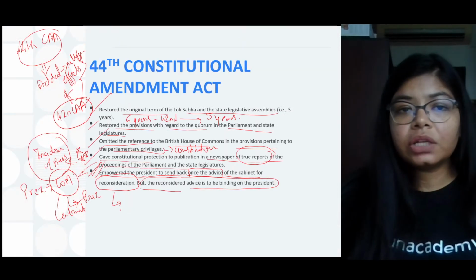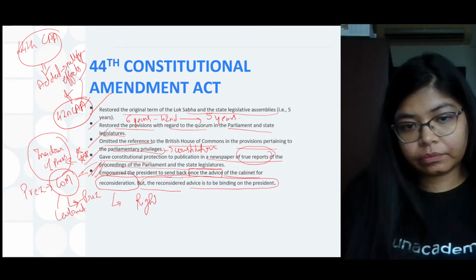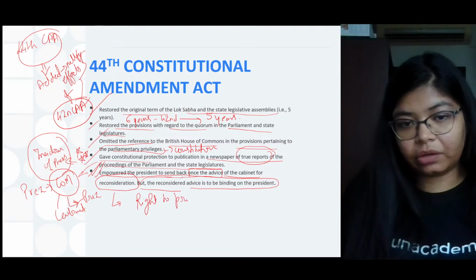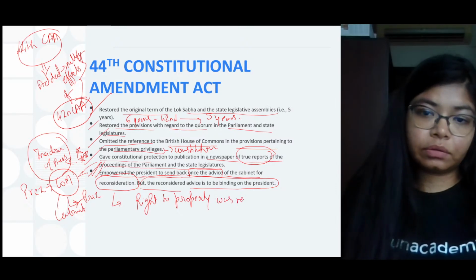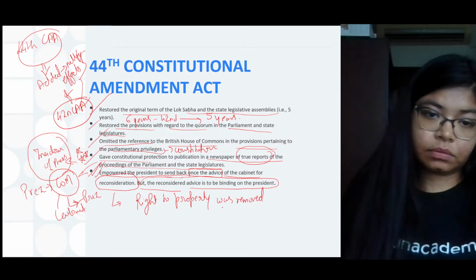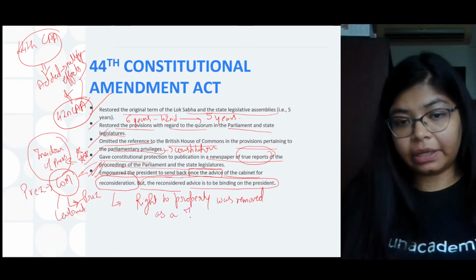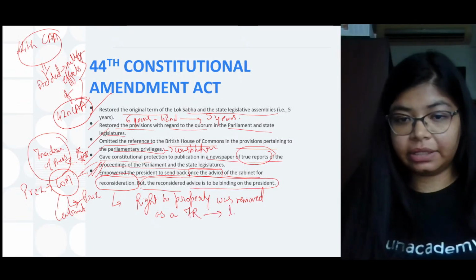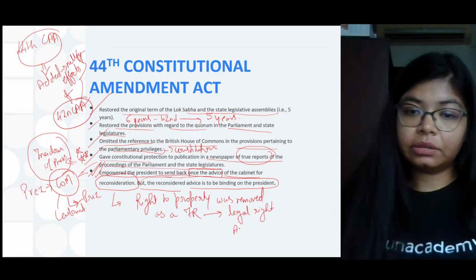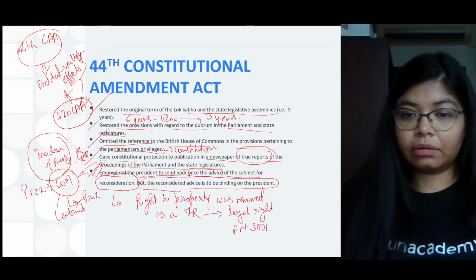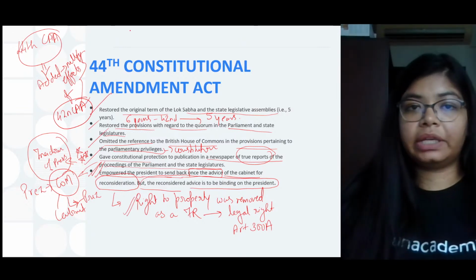Okay. So, and then we have right to property. I hope everyone knows right to property was removed as a fundamental right, and it was made a legal right, right, under article 300A. ये बहुत ही इंपॉर्टेंट है जो 44th कॉन्स्टिट्यूशनल अमेंडमेंट ने किया था.